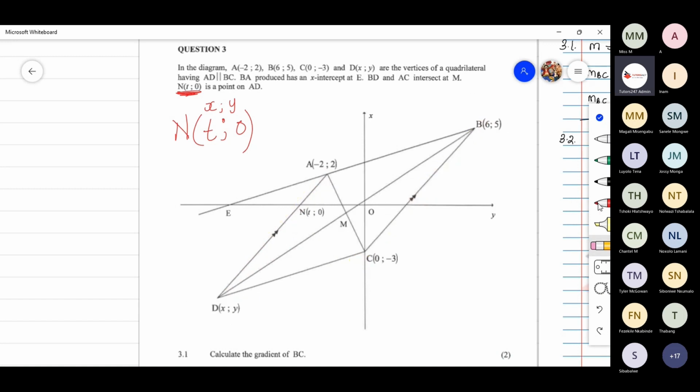So if you notice, n is the x-intercept of AD. Now, something important to take note of. Because it's on the line AD, we can use the equation of AD to calculate the x value of n. So if you got the previous question wrong, chances are the next one will be wrong.